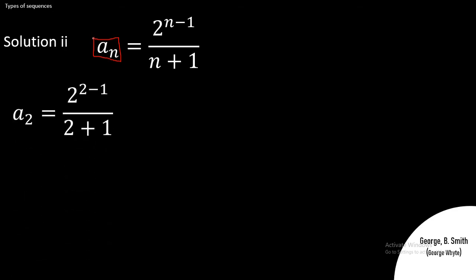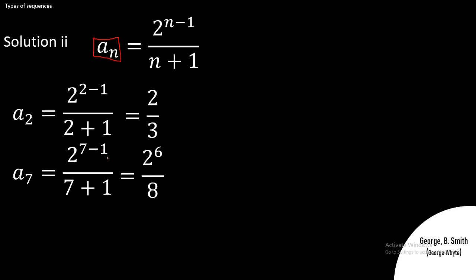For the second term, anywhere we see n, we put 2. If we do that, this is going to give us 2 over 3, because 2 raised to the power of 2 minus 1 is 2 raised to the power of 1, which gives us 2. That becomes 2 over 3. For the seventh term, here we have 7. Put 7 here. 7 minus 1 will give us 6, and 2 raised to the power of 6 gives us 64. So when you divide 64 by 8, your result becomes 8.